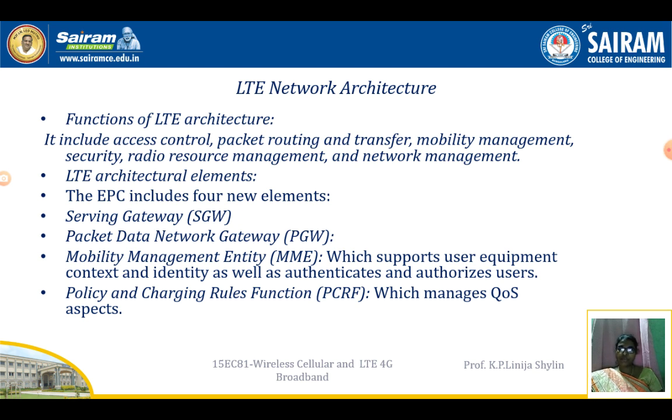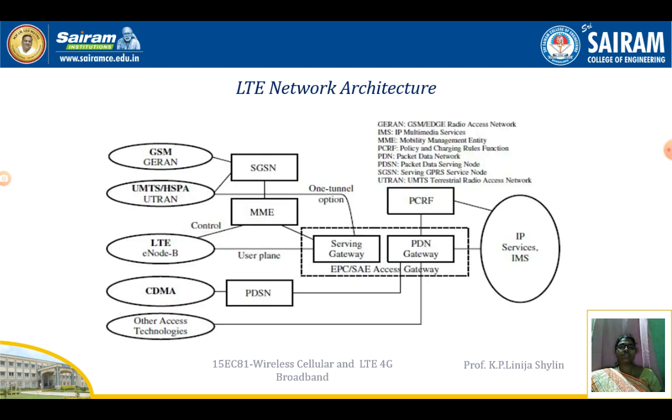Then coming to the EPC, it has four important elements. First, SGW. What do you mean by SGW? It is the serving gateway, then the packet data network gateway, then the mobility management entity, then the policy and charging rules function. So these all are the basic elements used in the long-term evolution architecture. Then this is the diagrammatic structure, actually a graphical representation. We come to know clearly that the serving gateway is there, the PDN gateway, the PCRF.